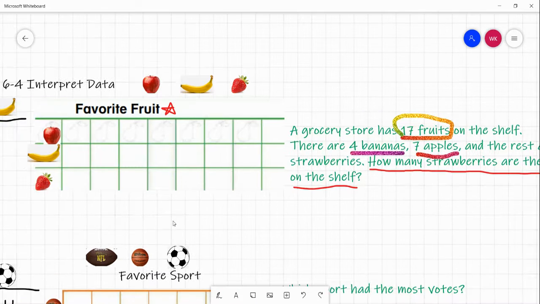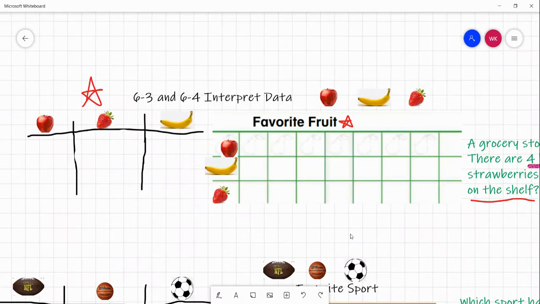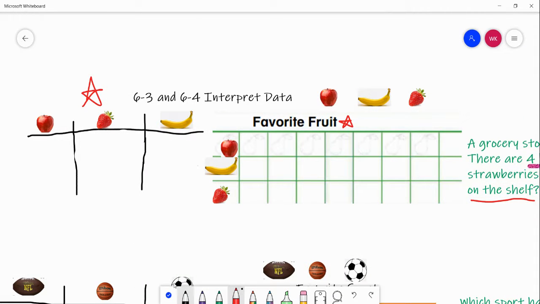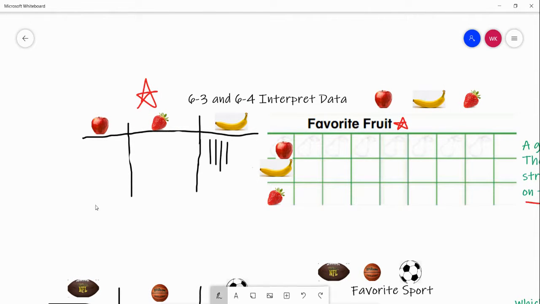The first thing that we're going to do is put the numbers into our tally chart. Right now we know that we have 4 bananas, so I'm going to put 4 tally marks. 1, 2, 3, 4. And then I'm going to go over, and we have 7 apples, so I'm going to put 7 tally marks under the apples. 1, 2, 3, 4. Remember, the 5th one goes diagonal across the 4 numbers. So we have 5, 6, 7.